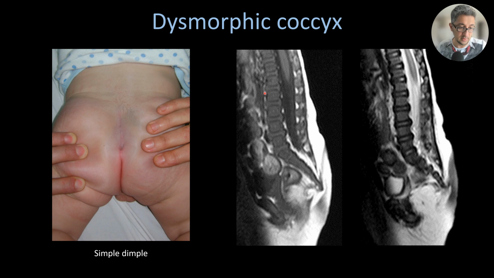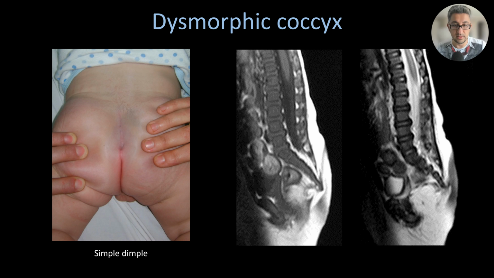Another example is a simple dimple, and on the ultrasound the physician is palpating a hard lump here. And here on the MRI, we can see that there is actually no spinal dysraphism, but the coccyx is extending to the skin surface instead of doing the physiologic kyphosis. And this is palpated by the physician and is associated with a dimple.